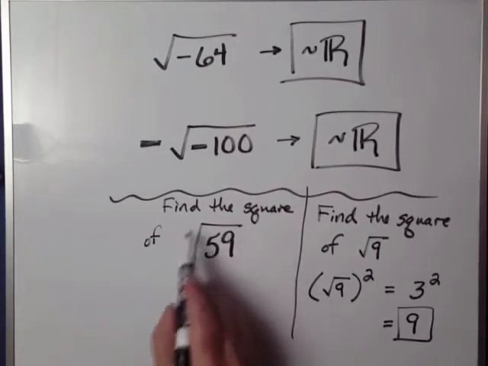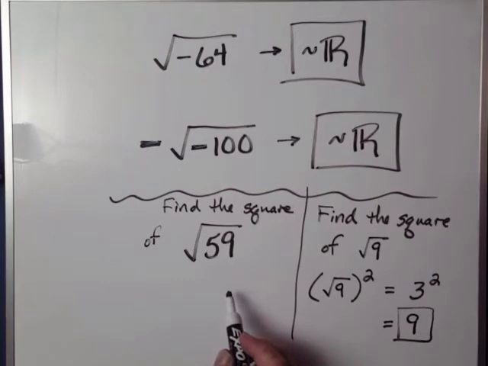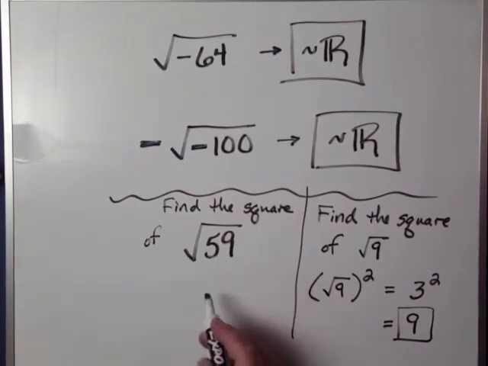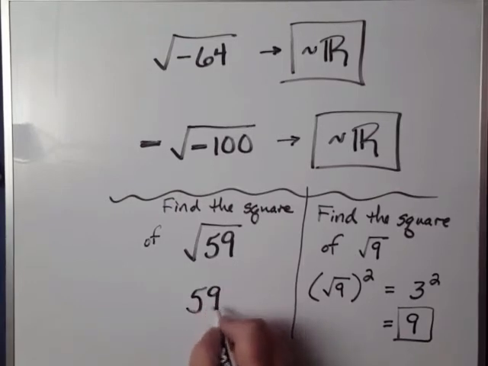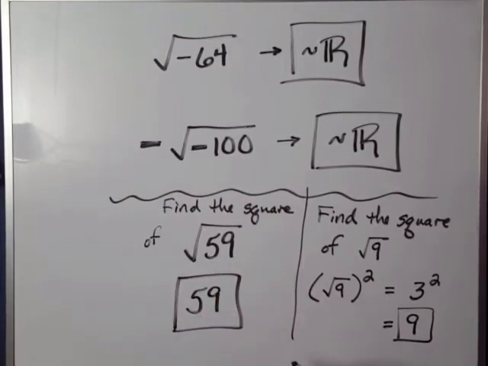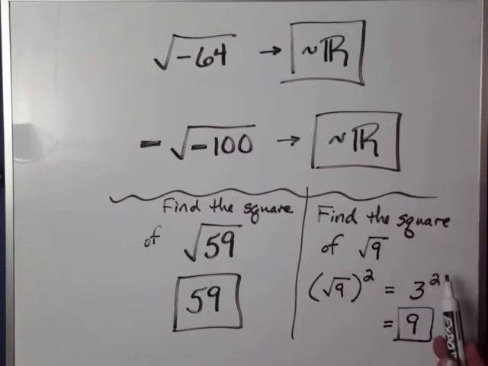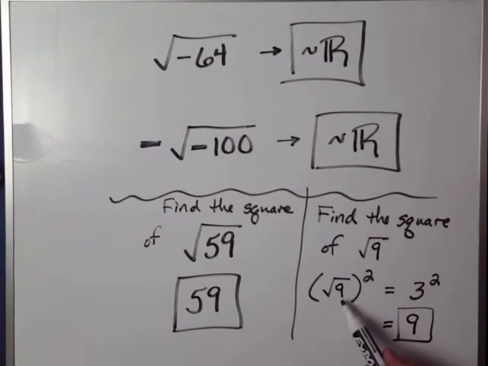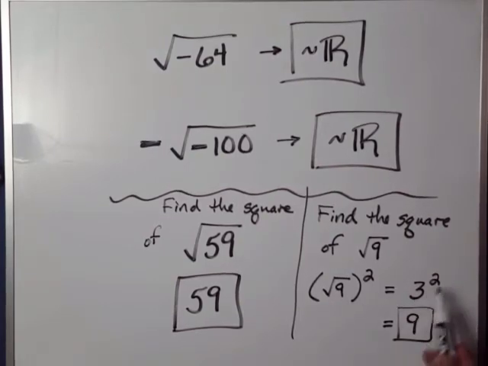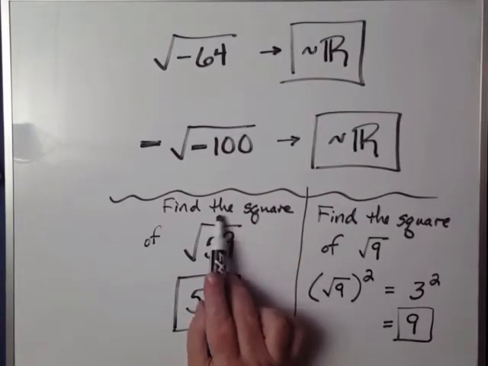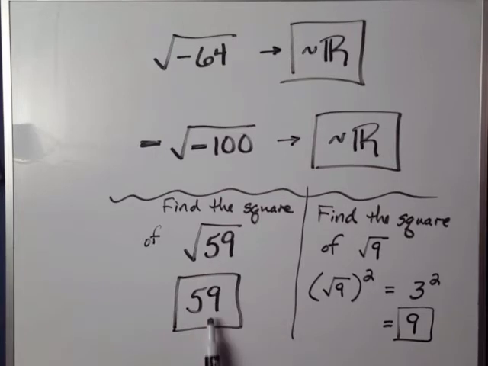Well, I really don't care what the square root of 59 is. What I know is that if I square the square root of 59, I'm just back where I started. Don't make those tougher than they need to be. I don't need to go through this process each time. I did it with a 9 because that's a nice perfect square and we can see what happens. The square root drops it to a 3 and then you square it right back to a 9. So anytime you are looking for the square of a square root, it's just going to be that thing inside.